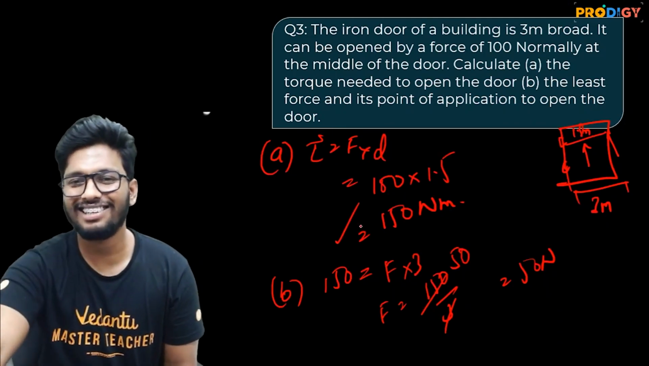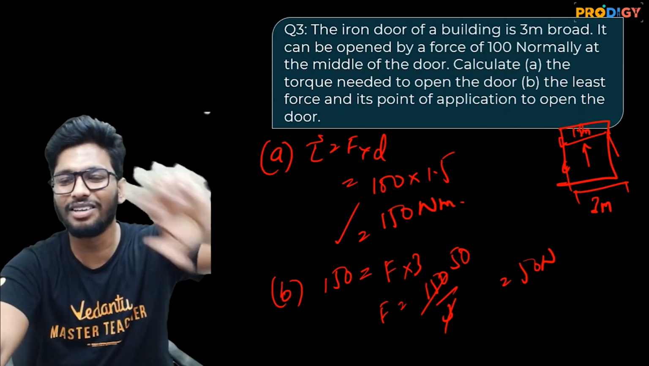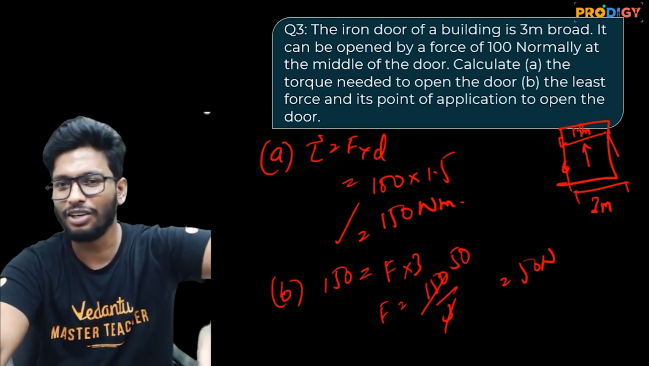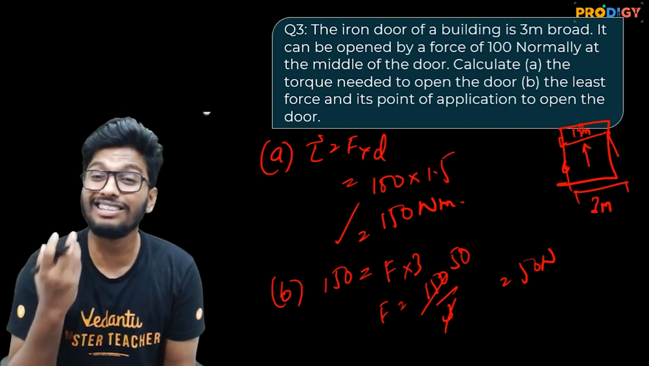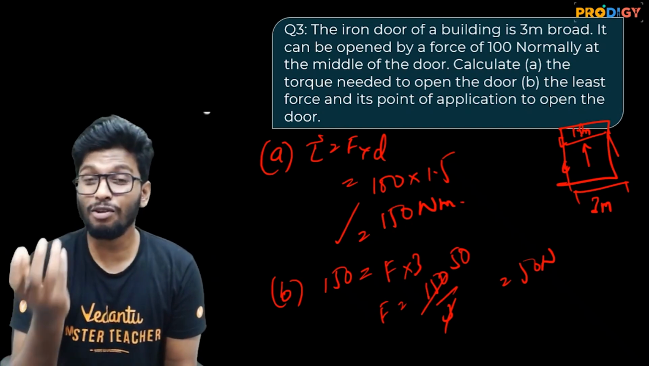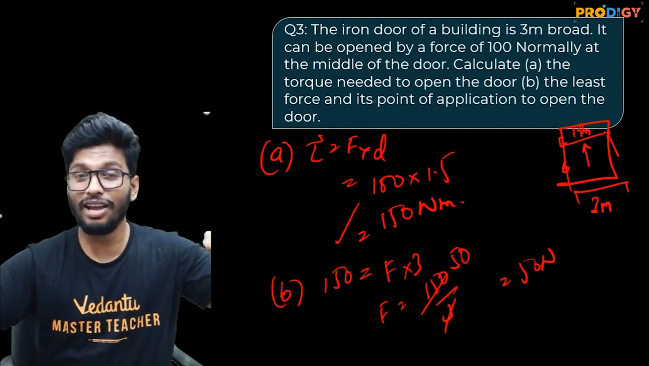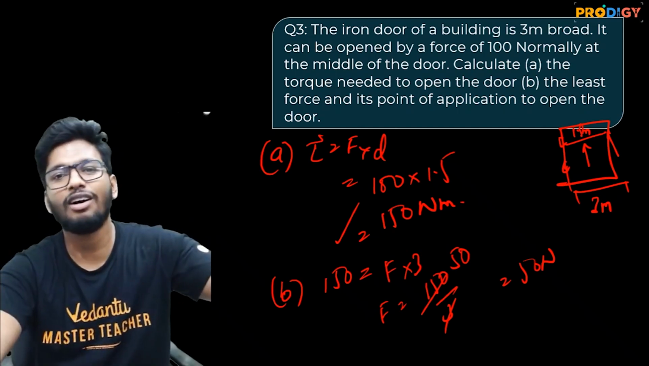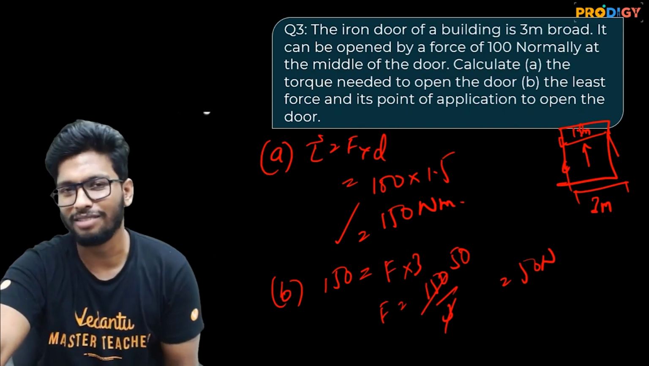I know, I'm a genius. So yeah, people, that's all. All you have to do is assume that the torque is the same, 150 Newton meter itself, and vary the distance. So where will you get the least amount of force? The least amount of force has to be applied when the force is applied at the extreme end. The further away from the axis of rotation, the lesser the force you have to apply.